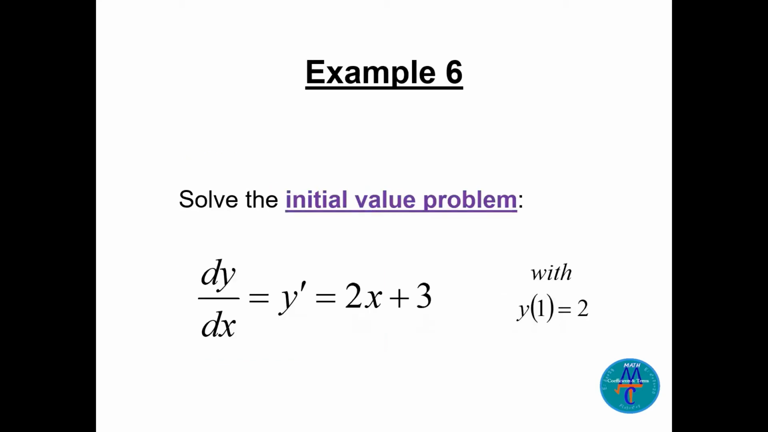So look at this example. Solve the initial value problem. Y prime is equal to 2x plus 3 with y of 1 is equal to 2. This is y, remember, not y prime. The condition on the y of 1. So if you replace 1 in the function y, the answer, it will be 2, so that you can find capital C. So this is y prime now, 2x plus 3.